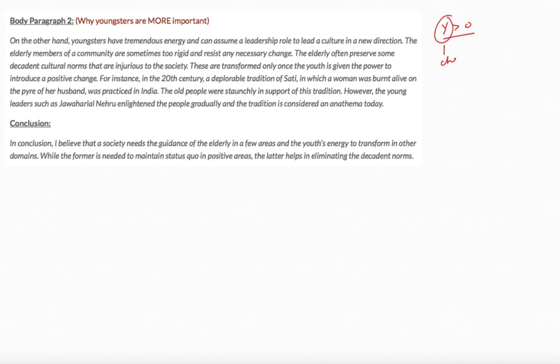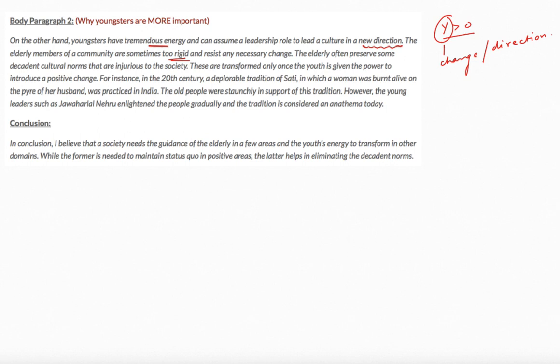They bring change, they bring a new direction to a society, to a culture, to the economy. They are leaders for the future. So that's exactly what I've written. Youth have tremendous energy and can assume leadership roles to lead a culture in a new direction. The elderly members of a community are sometimes too rigid and resist necessary change.